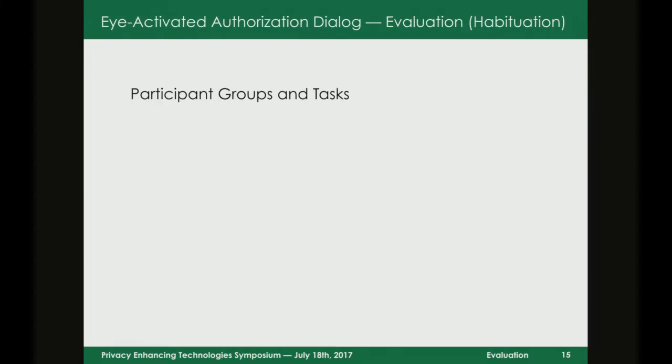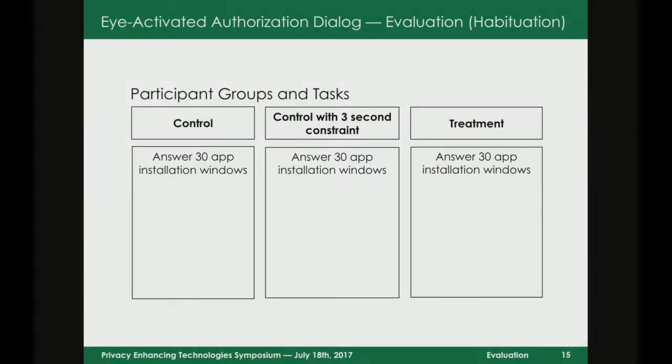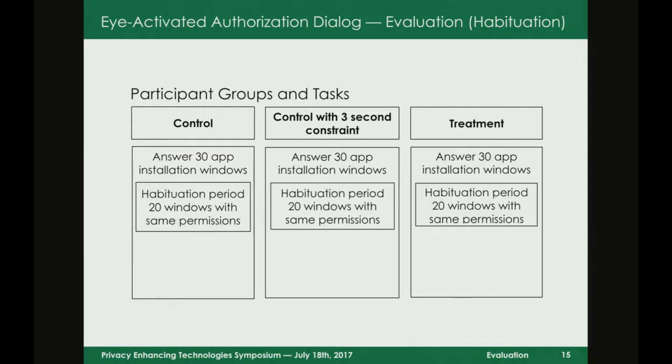OK, so the next step was to see if our approach is also resistant to habituation. So habituation is repeated exposure to something, and then seeing if after the habituation period, it's still going to be effective. So again, we had these three participant groups. And the way we habituated the participants was we asked them to answer a set of installation dialogues 30 times. And 20 out of these 30 dialogues were in the habituation period, where we had the same permission, which was the public profile information permission.